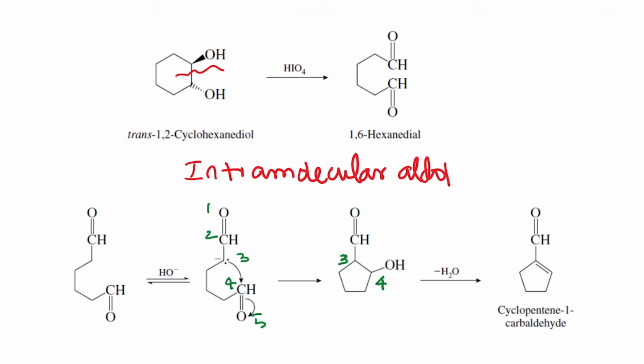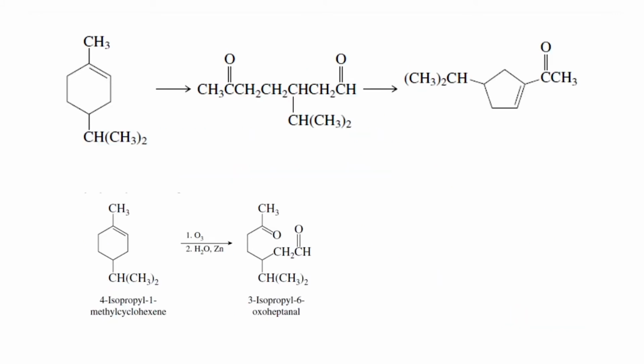And now under basic conditions, you can understand that there would be an enolate that is produced, and the enolate could rearrange and give you this product. Okay, so the reagent that you need to use here is basically base. You can use sodium hydroxide or potassium hydroxide, and that gives you the intramolecular aldol reaction to give you the product. Now let's look at the next question.